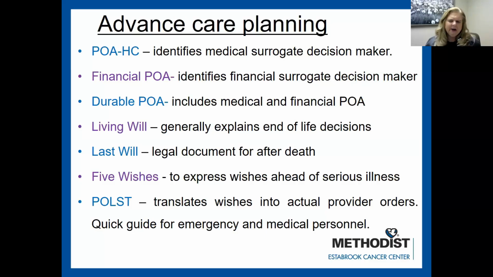However someone wants to set it up, the durable power of attorney is usually done more through an attorney. The living will, people will say, gosh, I want to do a living will. You might have heard of Five Wishes. Those were okay. They're more general. What I like about them is they get people thinking about what decisions they might have to make, but they don't give me the exact information. So even if somebody has a living will, I still want to talk to them more specifically about what they would or wouldn't accept. The last will is their document after they die.